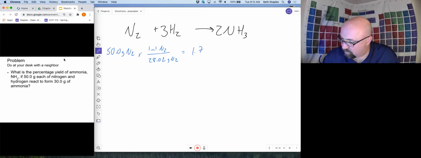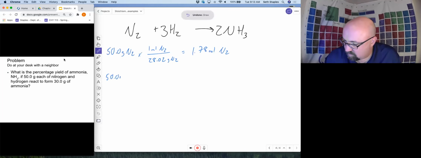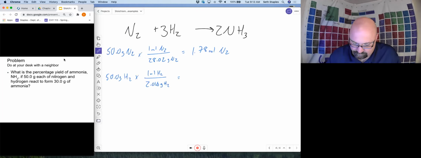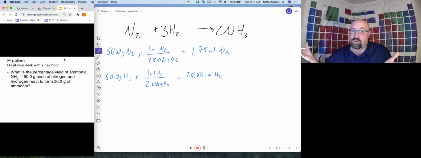We're starting with 1.78 moles of N2. We're also told that we start with 50.0 grams of H2 divided by the molar mass of H2. We're starting with 24.80 moles of H2. We can see where this is going pretty quickly already, but let's go ahead and just actually prove it.